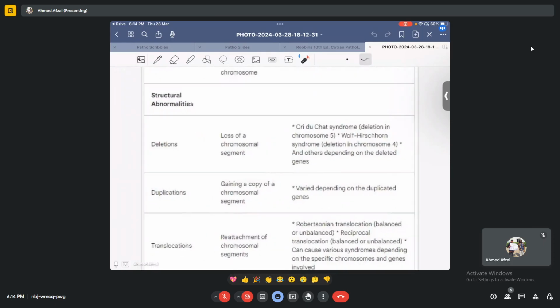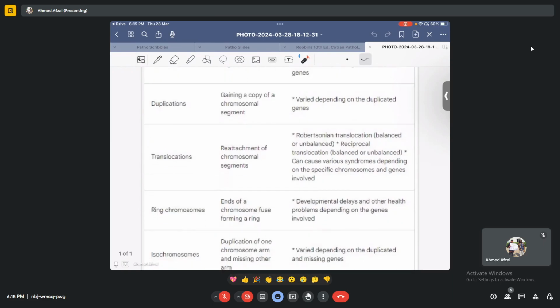So for deletions, it simply means what it says, it's a loss of a chromosomal segment. An example would be the Cri-du-chat syndrome, which is the deletion in chromosome 5, and the other syndrome, which is deletion in chromosome 4. Okay. Then we have duplications, which is gaining a copy of a chromosomal segment. It varies depending on the duplicated genes.